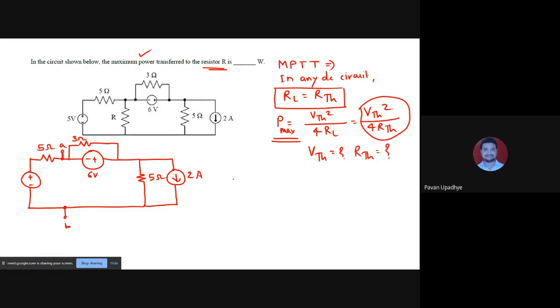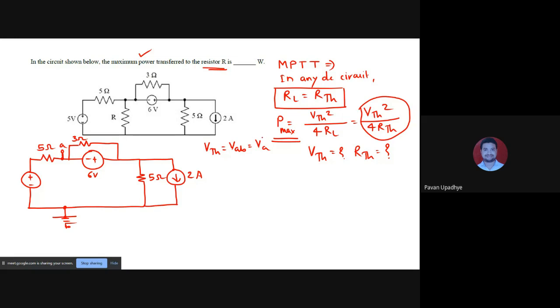So what you need to find out is VTH. Ultimately, you need to find out VAB. And as I said, again, here is a ground path. So this is ground. So ultimately, you can simply find out VA and your job is done.